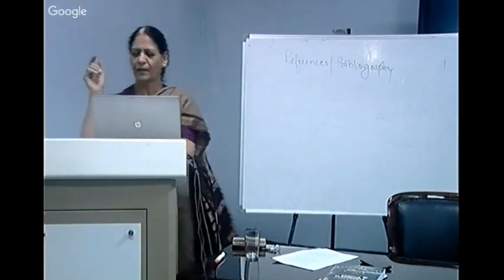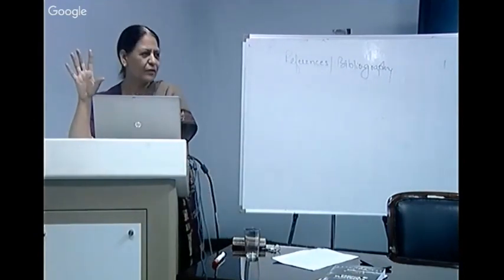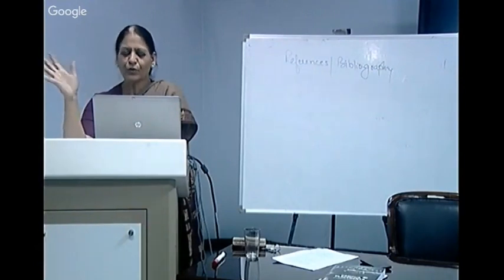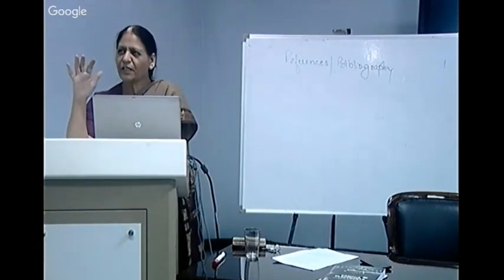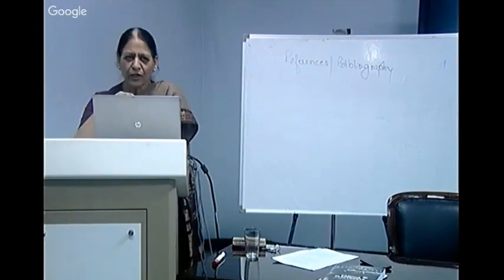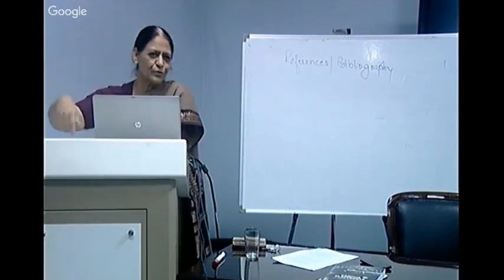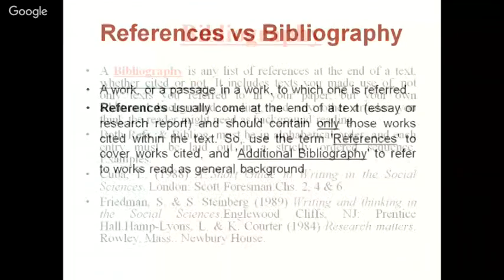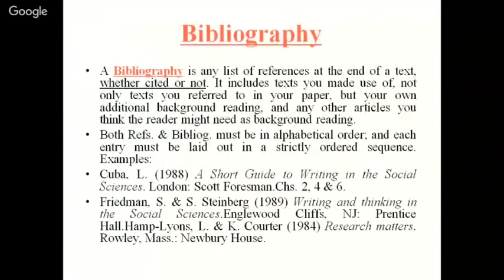References. Whatever you have referred to in your text, that goes as a reference. Anything which you have referred to but not included, all that goes to the bibliography. That is the simple difference between the two. And I would say bibliography is any list of references at the end of the text, whether cited or not. But references are the ones which have been cited in the text.